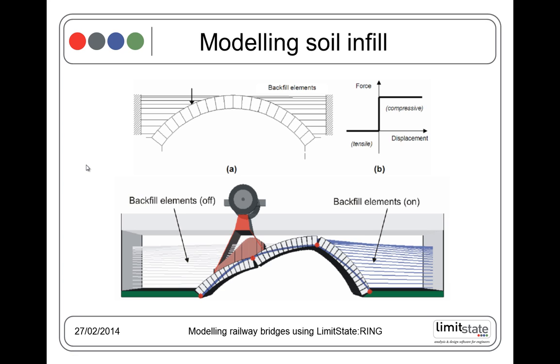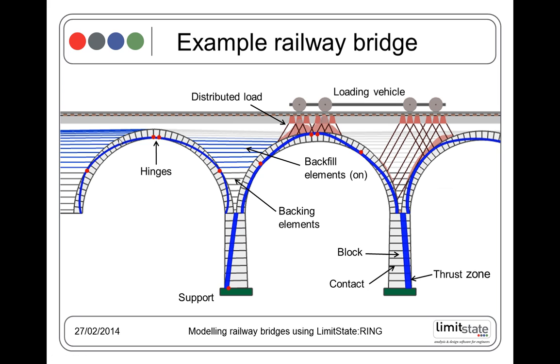So just to pick out the elements of a bridge as modeled by LimitState Ring, what we have is a loading vehicle which is sitting on some track, which is distributing the load down onto masonry blocks, which are separated by contacts. When you put the model together, if there is backfill, which there invariably will be, then we also have backfill elements. We can signal that we have very, very strong infill or backing, and these are shown in a slightly darker shade of grey just above the piers. So backing elements here, and what those do is basically prop apart adjacent spans from each other.